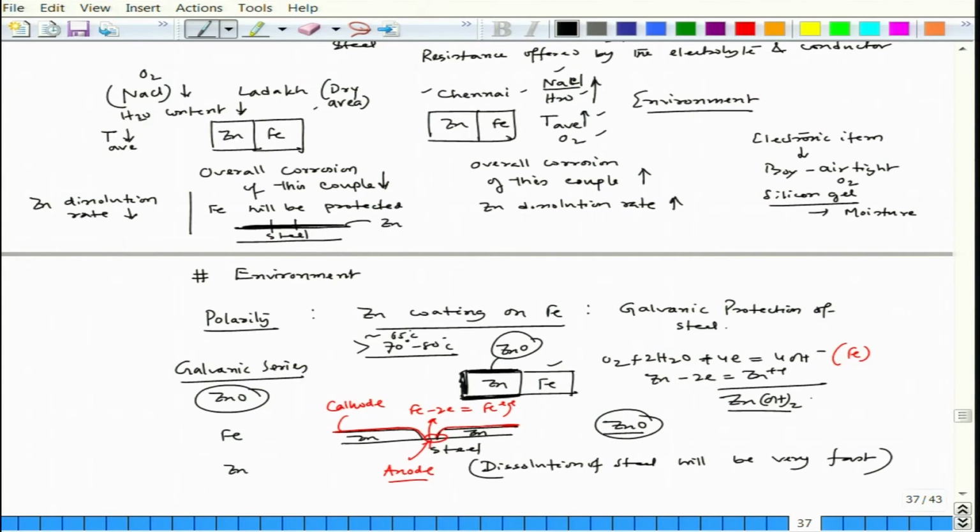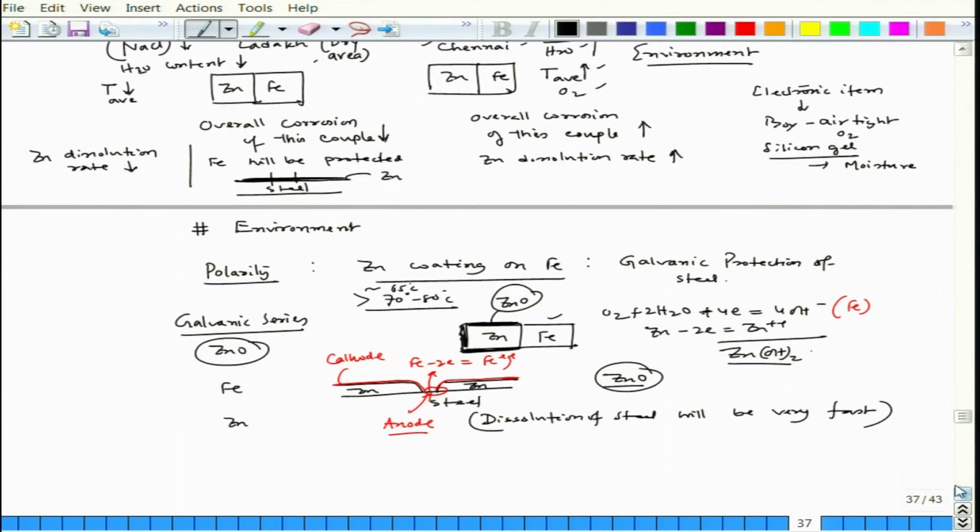That time, the small cathode that we were protecting now becomes a small anode, and it will corrode at a very, very aggressive rate, because we now have a large cathode area and a small anode area. Okay. So, that polarity factor is also very important.